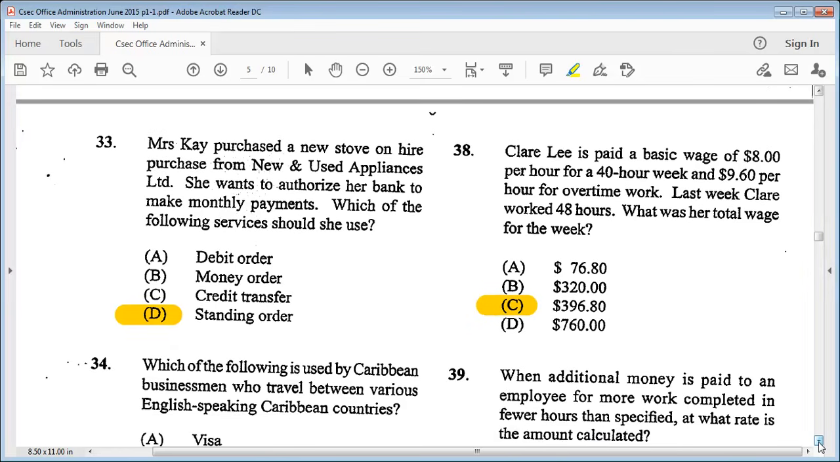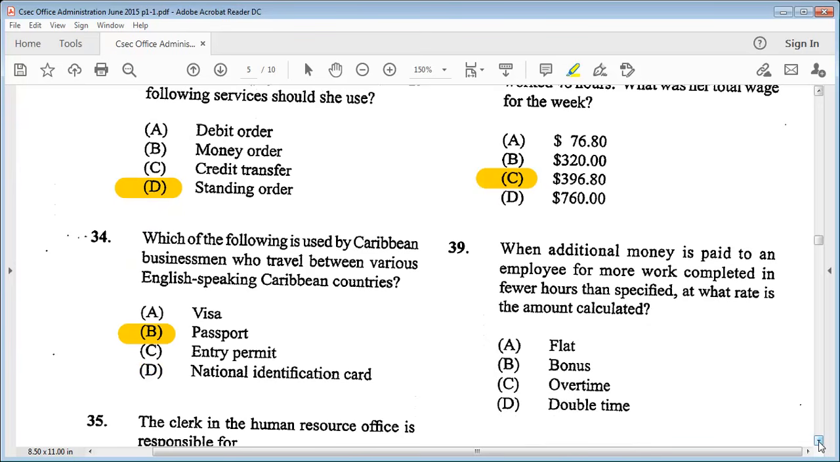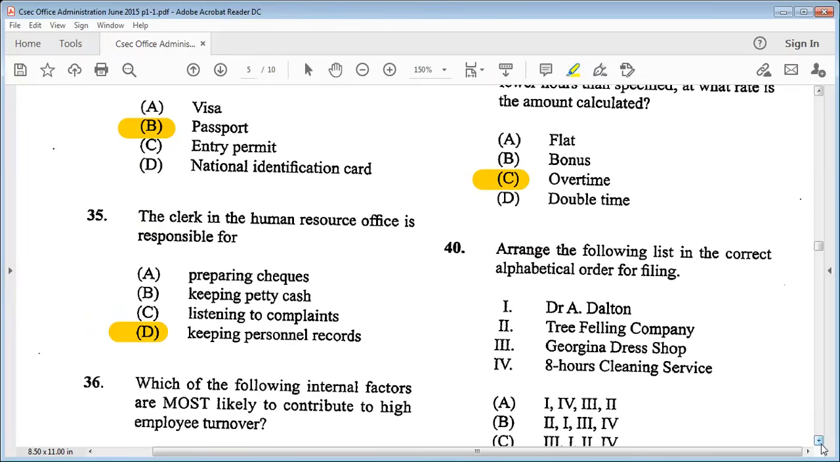Let's go on to question number 39. When additional money is paid to an employee for more work completed in fewer hours than specified, at what rate is the amount calculated? A, flat; B, bonus; C, overtime; or D, double time? We know it is calculated at overtime. We just did an example in 38. So let's go on to question number 40.